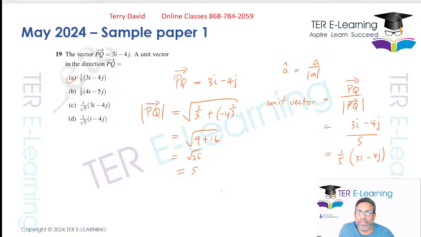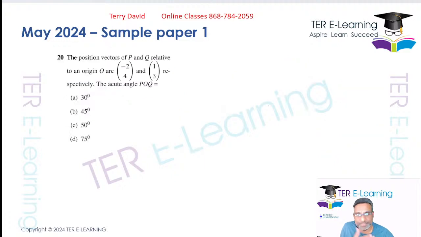All right, great. I've seen a lot of people getting these answers. What about this one here now? We have two position vectors P and Q relative to an origin O, and we want to find the acute angle POQ. I'm just going to draw a simple sketch here. This is P, this is Q. We know what OP is and what OQ is, and you're trying to work out this angle here.